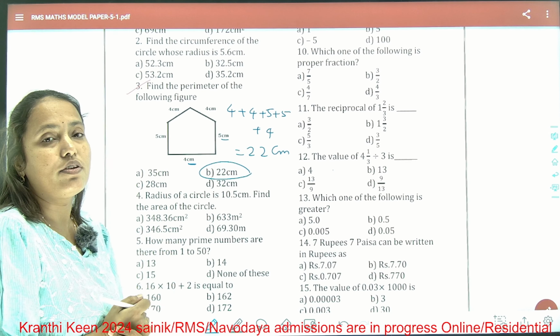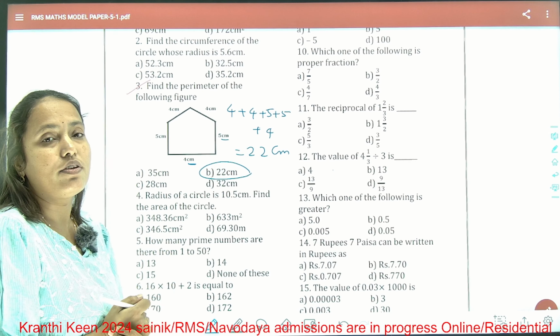What are they asking? Cost. Whenever the word cost comes, it is related to rupees only. So 600 meters, and for 1 meter what is the cost? 12. 12 into 6 is 72, so 7,200 is the answer. If you see the options A, B, C, D, 720 is there, 7,200 is there, 600 is there, 300 is there.